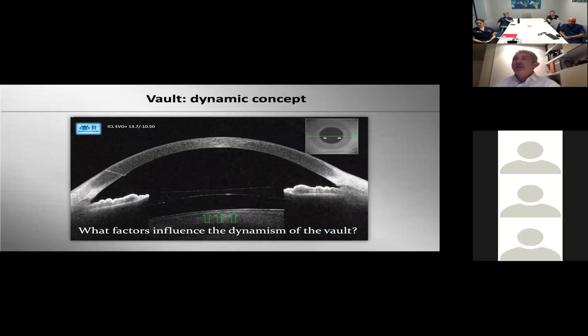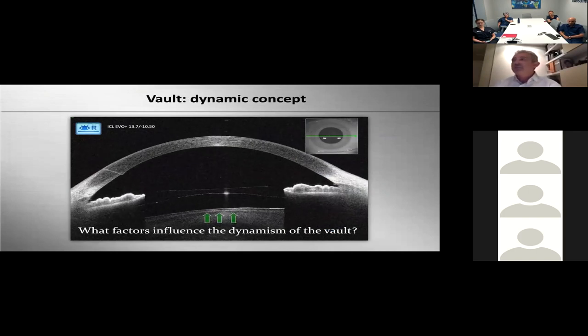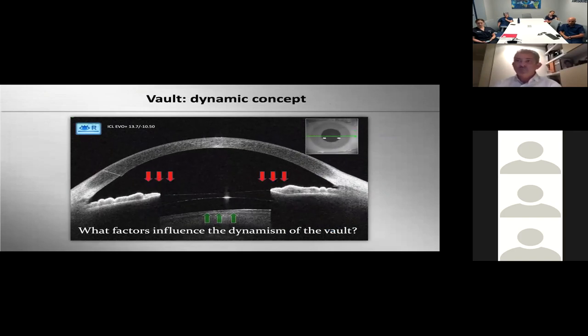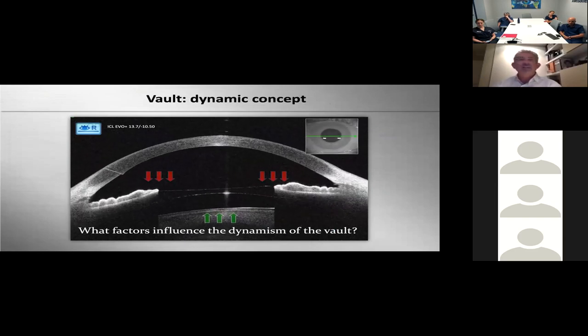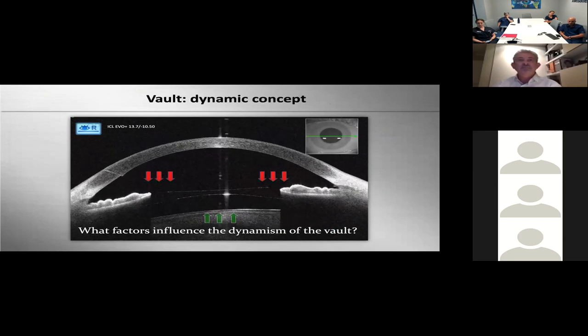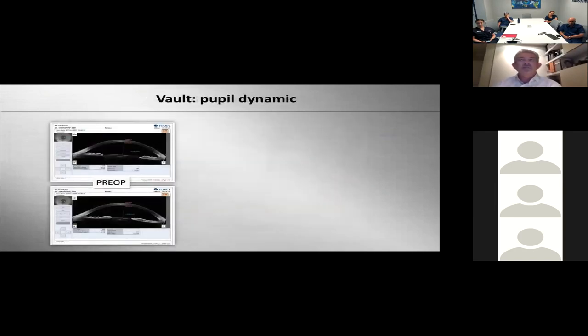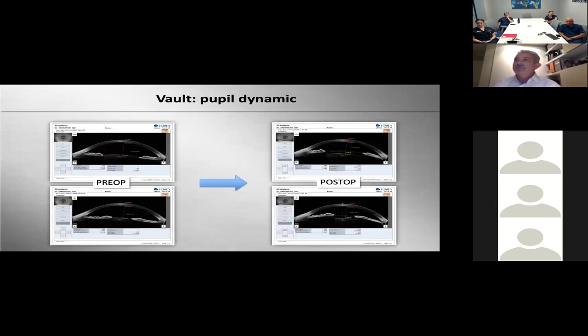Coming back again to our eyes, it's obvious that there are more factors influencing the dynamics of the vault. And one very evident is the role that iris and pupillary movements play in modifying the vault. We launched a prospective study to dynamically assess variation in pupil diameter induced by change in brightness in myopic eyes implanted with ICL with a central port. Using the same working method explained above, we examined eyes preoperatively and 3 months after implanting the ICL.